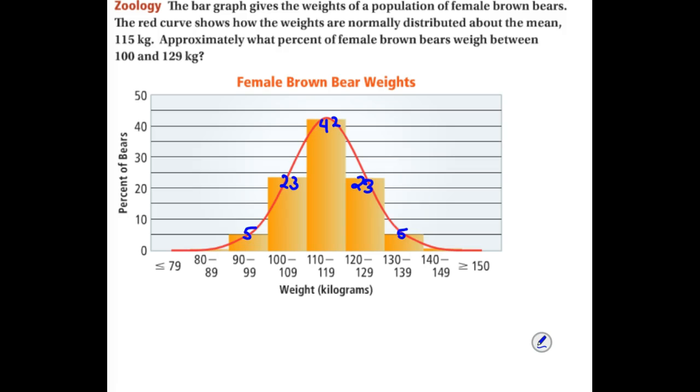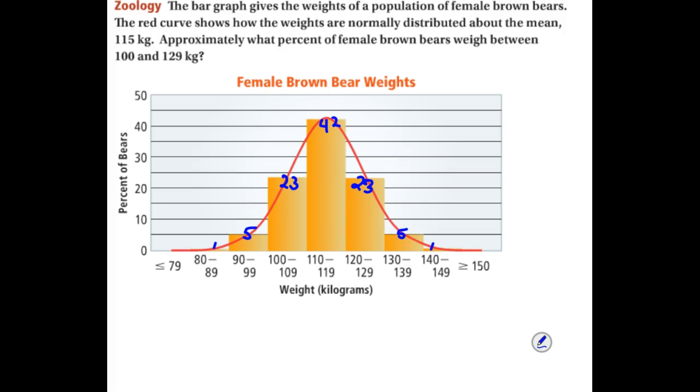How much is that? How much have we added up here? 42 plus 23 plus 23 plus another 10. Where are we at? 98. So we still have 2% left. So does it look like about 1% on either end? This little teeny bar? Okay. So we've accounted for 100% of the female brown bears.